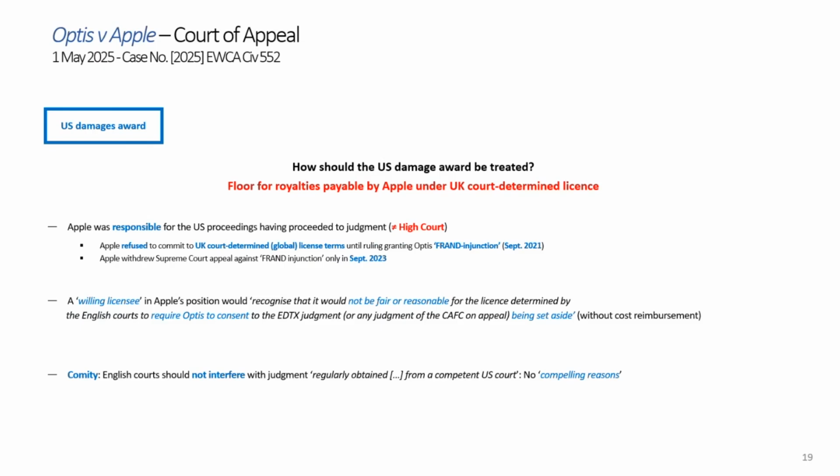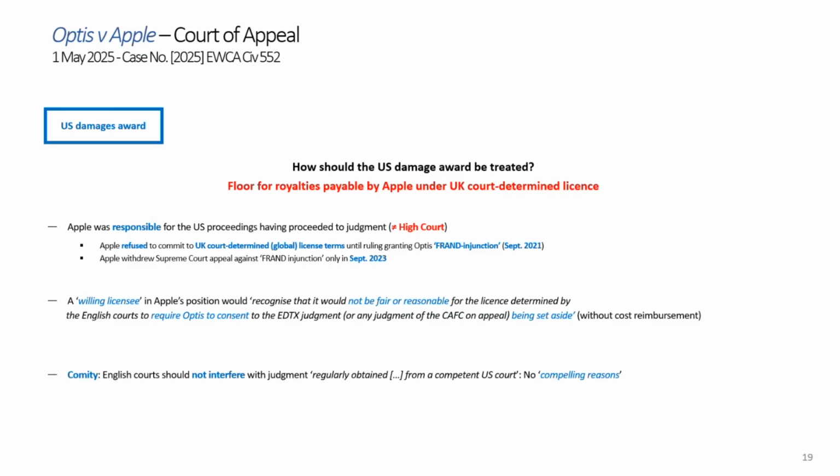Now, the last 2 points here is what I mentioned also in the beginning, how to deal here with the US proceedings. And it was a very specific question here because, as we said already, in the US, we had already a judgment for damages before we had even the first instance rate determination in the UK. So a lot of discussion arose around this topic, how to deal with that, because the determination in the UK was for a global license.